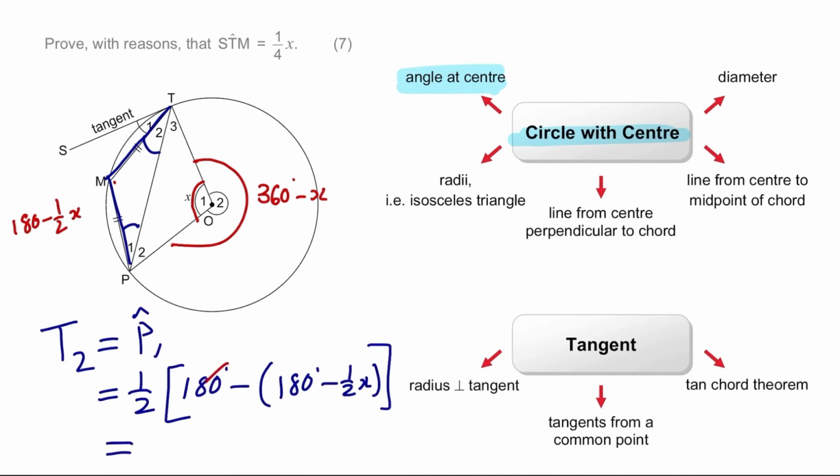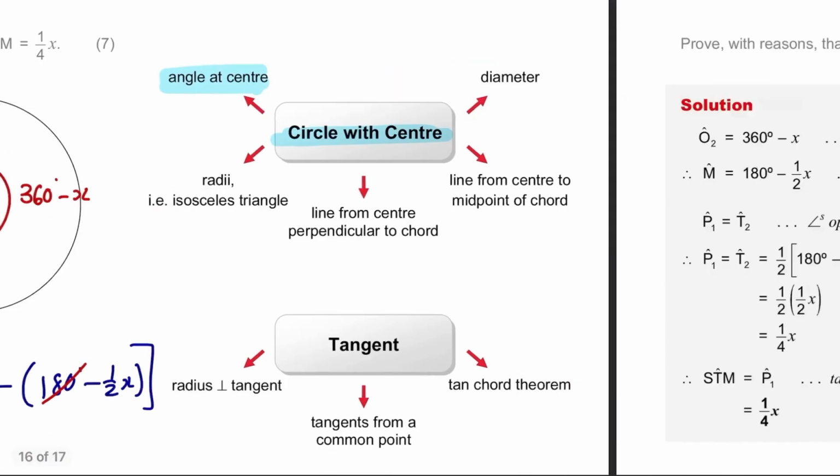180 degrees can be eliminated because it adds up to 0. The two negatives give us a positive. And so if we multiply that out, we get a quarter x. So the angle at P1 is a quarter x. And since the tan chord theorem links the angle we need to the angle that we have, we basically have our answer. We simply have to be able to justify it.